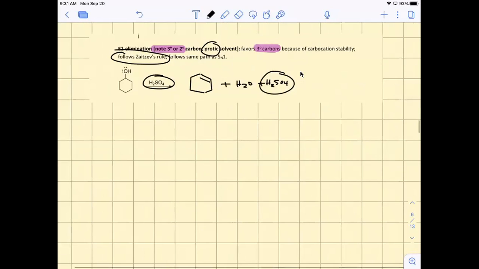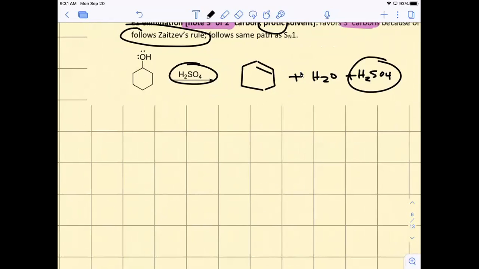But so let's go back to the E1 and let's go through the mechanism. Right, again, this can be in a protic solvent. There's no base necessary. There's no geometric requirement necessary because you have a carbocation. So one intermediate. So that intermediate is where the elimination is going to happen. So if the leaving group is already gone, then you don't have to worry about the geometry being antiperiplanar or anything like that. All right, so let's go through how this works. So this is sulfuric acid.